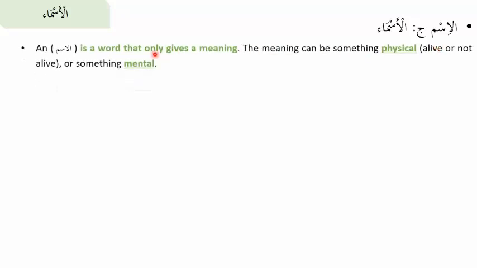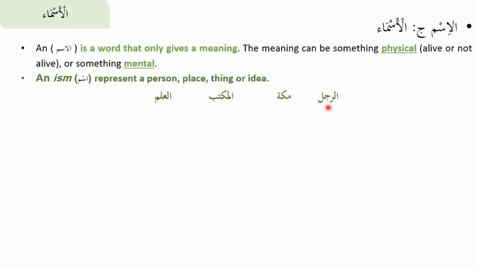So, we are dealing with al-asma. Al-ismu, jam'uhu al-asma. That's the plural for ism, right? We know that already. The ism is a word that only gives a meaning. The meaning can be something physical, that is, it can be alive or not alive, or something mental. An ism represents a person, place, thing, or idea.